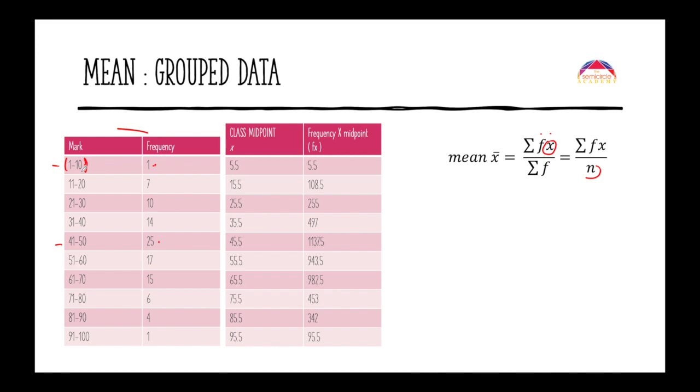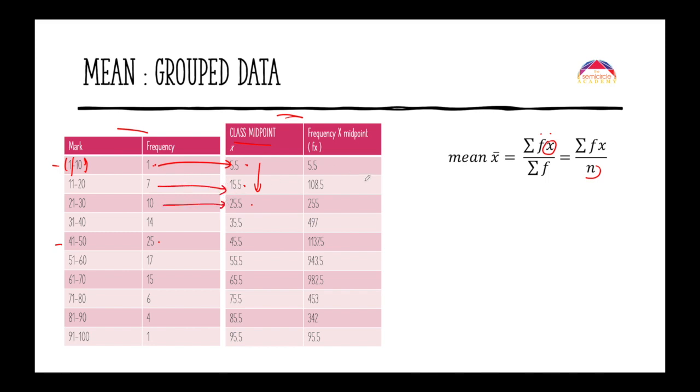In this case, instead of multiplying by the interval, we are going to multiply by the midpoint of the interval. So on this side of the table, you can see that I have, in this column, all of my class midpoints. The midpoint of 1 to 10 is 5.5. The midpoint of 11 to 20 is 15.5. The midpoint for 21 to 30 is 25.5.